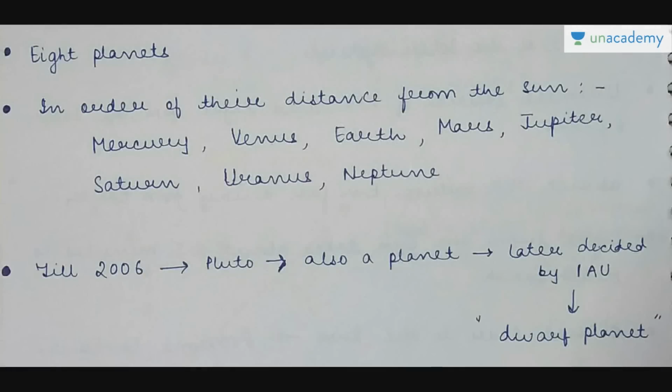You can see here it's oval shaped. Then there are 8 planets in order of their distance from the sun. Mercury is the nearest and Neptune is the farthest, and Earth is the third nearest planet to the sun. So you can see Mercury, Venus, Earth, Mars, Jupiter, Saturn, Uranus, Neptune. You should remember their names. You can have your own mnemonics also.